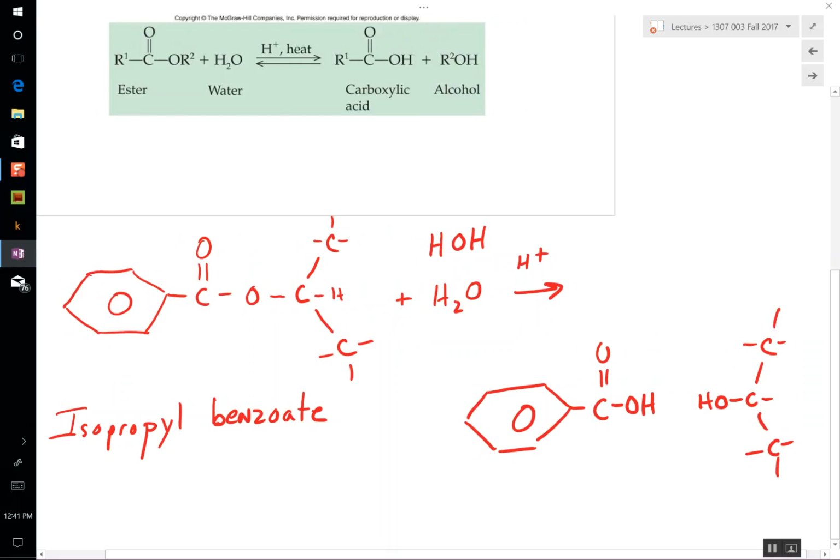We got a general reaction, and I'm just saying any particular ester, you just need to follow it through. It's going to break right here into a carboxylic acid and an alcohol, and then be able to name these products. So we got benzoic acid, and you got isopropyl alcohol.